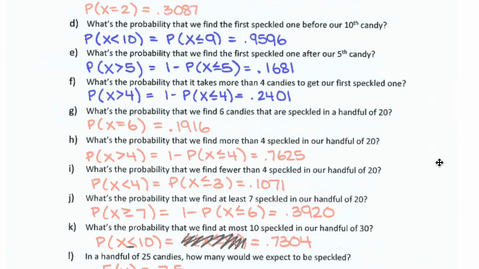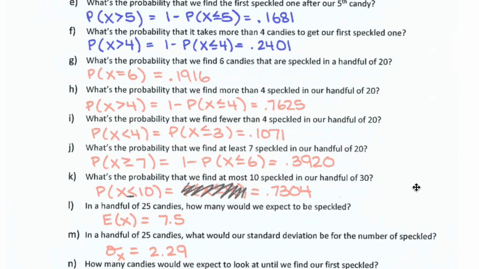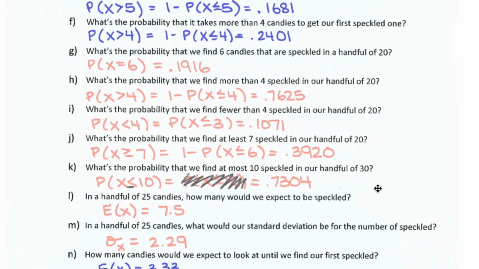Part H. More than 4. So probability of x greater than 4, same thing as 1 minus probability of x less than or equal to 4, gives you 0.7625. Part I, fewer than 4. So probability of x less than 4, same thing as probability of x less than or equal to 3, gives you 0.1071. Part J, at least 7. Probability of x greater than or equal to 7, same thing as 1 minus probability of x less than or equal to 6, gives you 0.3920. Part K, at most 10 out of 30. So probability of x less than or equal to 10 gives you 0.7304.